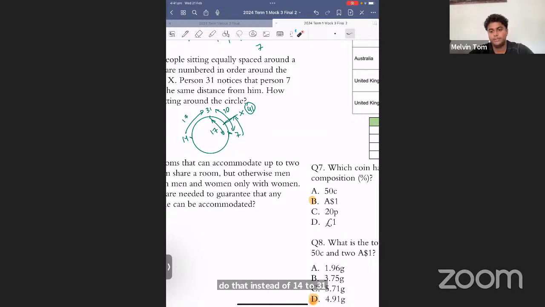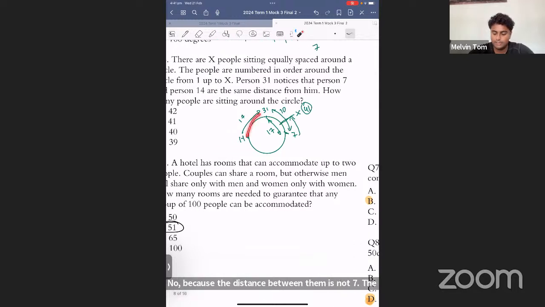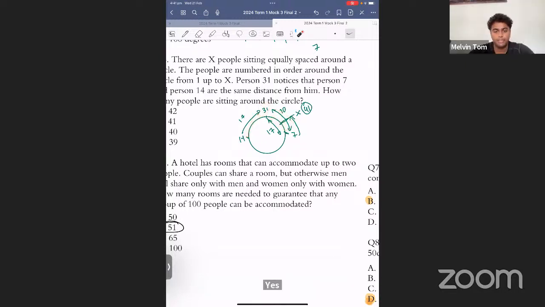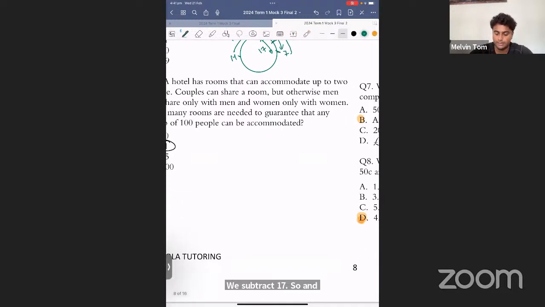No, because the distance between them is not 7. The question says this distance and this distance are the same, right? Yes. So we don't subtract 7, because that would be incorrect. We subtract 17. So another way to think about it, Aditya, is kind of like this.